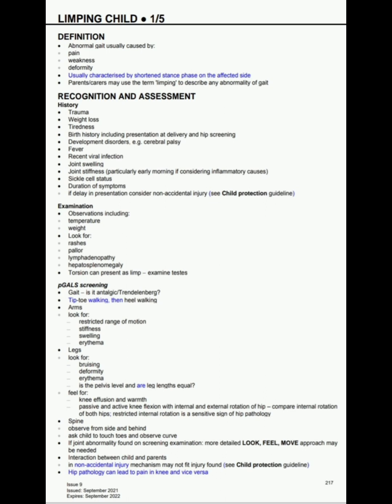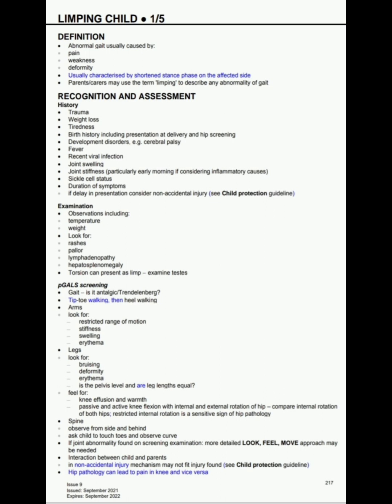Arms, look for any restricted range of motion, stiffness, swelling and erythema. And legs, we look for bruising, deformity, erythema. Is the pelvis level and are leg lengths equal? Feel for knee effusion and warmth, passive and active knee flexion with internal and external rotation of hip. Compare internal rotation of both hips. Restricted internal rotation is a sensitive sign of hip pathology.